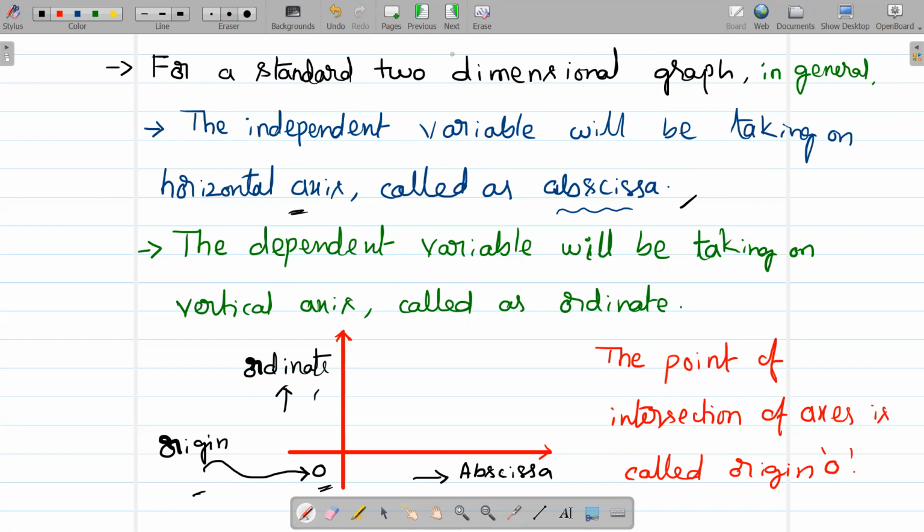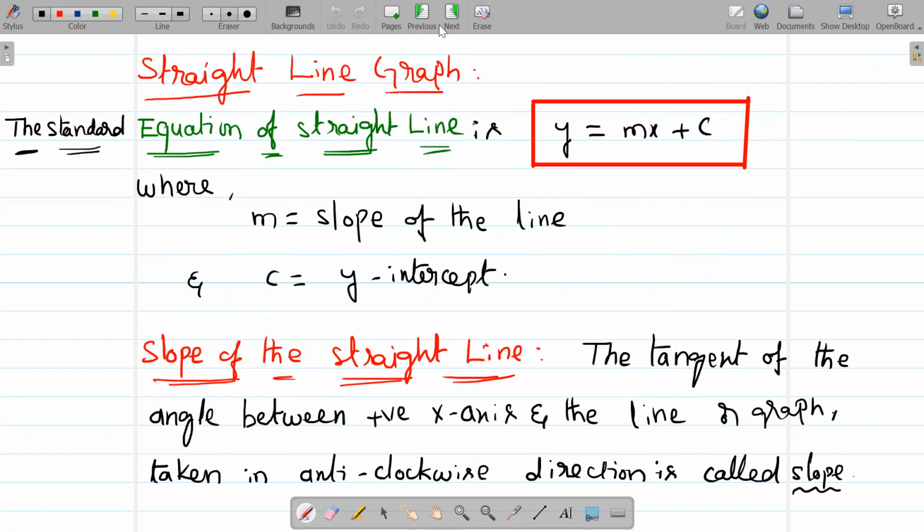Next, I would like to tell you how the straight line graph for the standard equation of a straight line looks. To understand that, let us look into the standard equation of a straight line. What is it? The standard equation of a straight line is given by y equals mx plus c, where m is the slope of the line and c is the y-intercept.